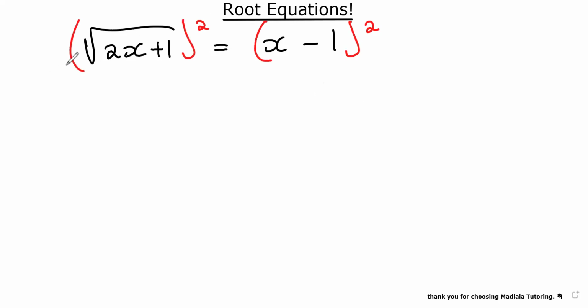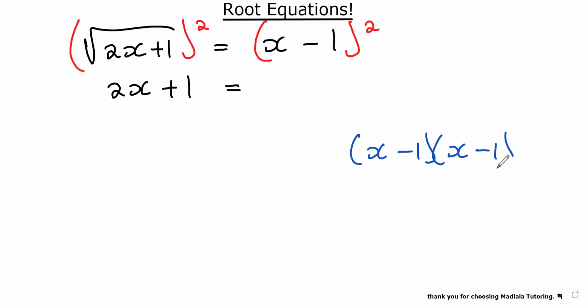So now the square root and the square will cancel out. So now we are left with 2x plus 1. And on the right-hand side, we actually have x minus 1, which is all squared. But of course, we understand that x minus 1 is repeated twice, in which case we have to use the FOIL method. And after successfully using the FOIL method, we simply get x squared minus 2x plus 1.